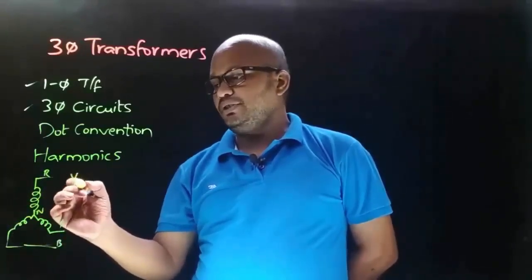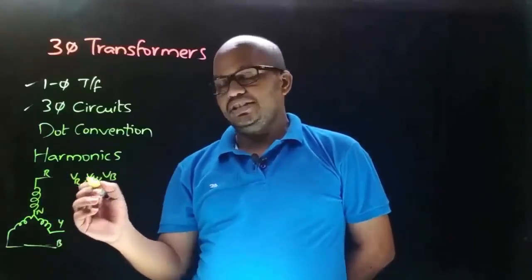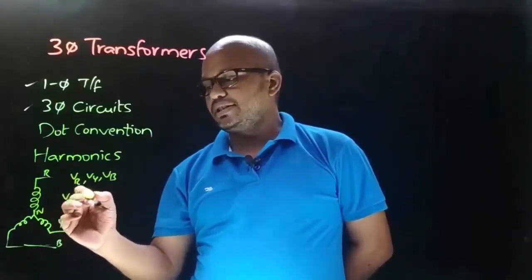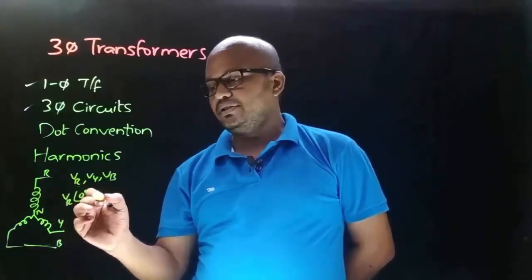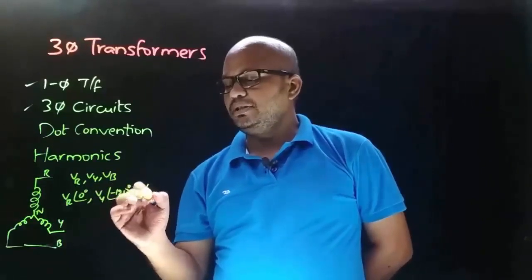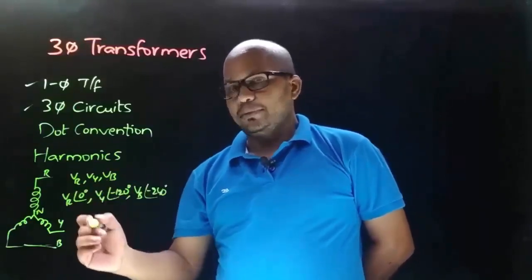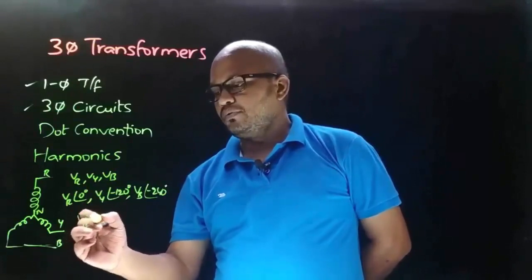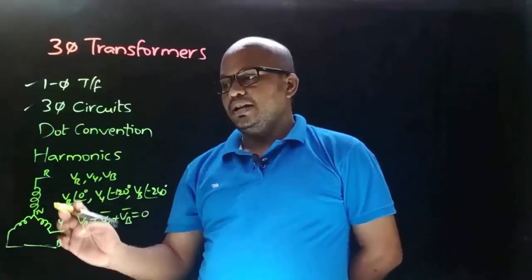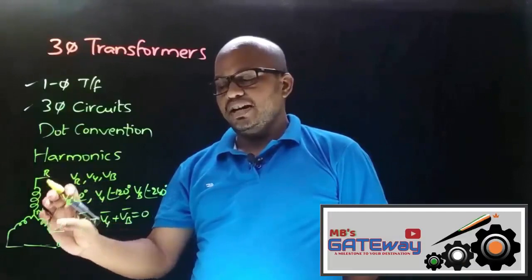So the voltage across this winding or this winding or this winding is called phase voltage. We represent that with VR, Vy and Vb, and each phase will differ by an angle of 120 degrees. That is, VR is taken as reference, so VR is at an angle of 0 degrees, Vy at an angle of minus 120 degrees and Vb at an angle of minus 240 degrees with respect to VR. And the fundamental property is that the vector sum of the phase voltages is 0.